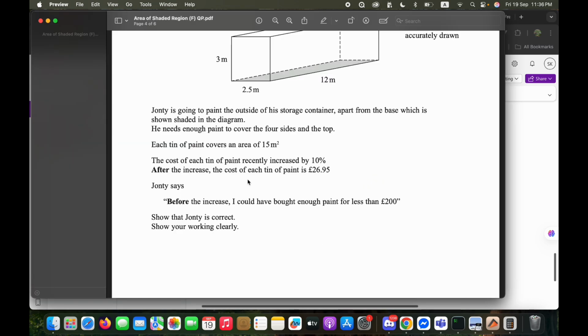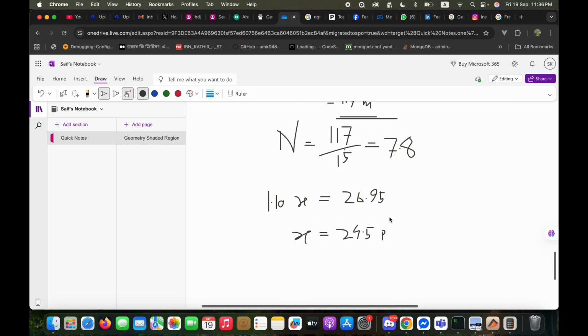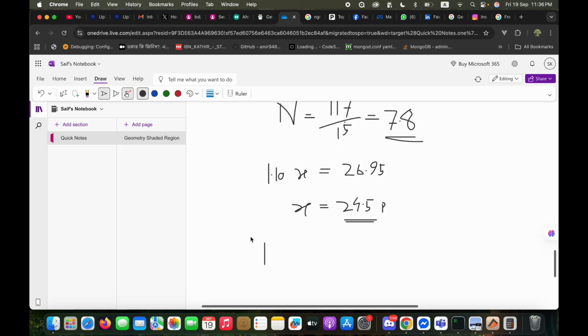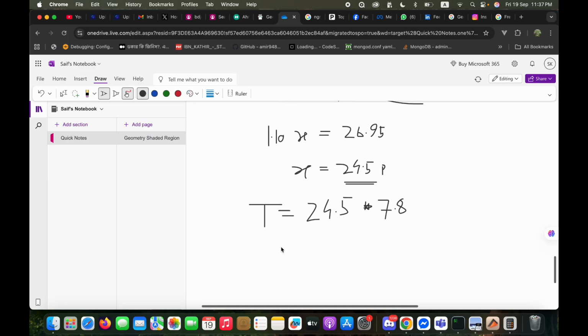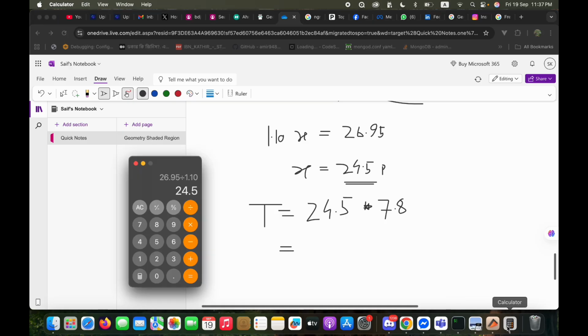Now what is the total cost that John T has to incur? Each tin of paint costs 24.5 pounds, and John T needs 7.8 tins. Let's say the total is T. So the total cost is 24.5 pounds multiplied by 7.8, the number of tins of paint that John T requires. If I multiply 24.5 with 7.8, I get 191.1.